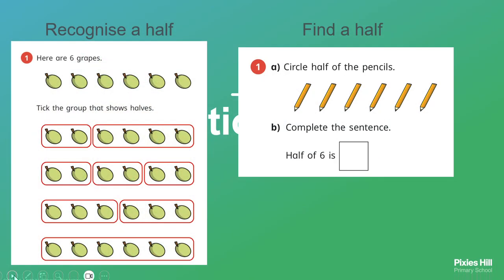These are some examples. So first they would recognise a half. So they would look at examples and they would need to know that it has to be into 2 equal parts. So the 6 grapes has to be in 2 equal groups. And again, circle half of the pencils, 6 pencils again. They can still use concrete resources and they can divide their 6 into 2 equal groups.